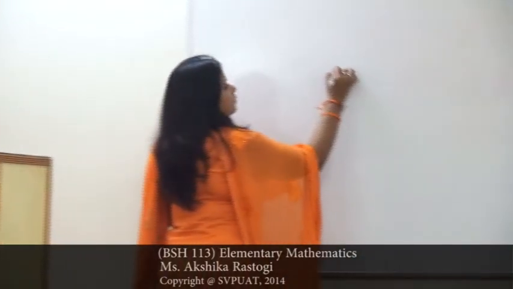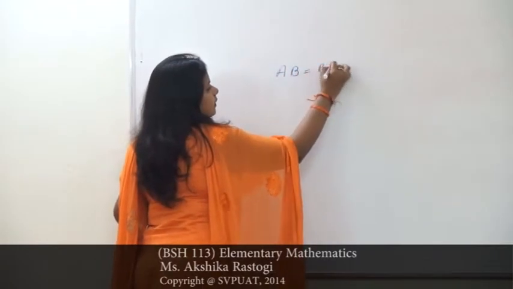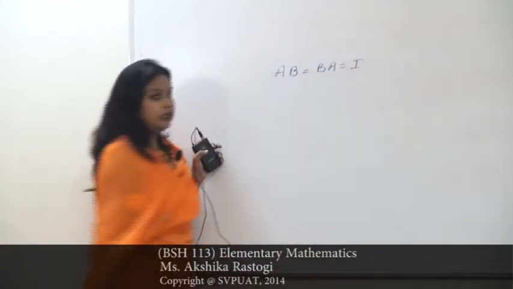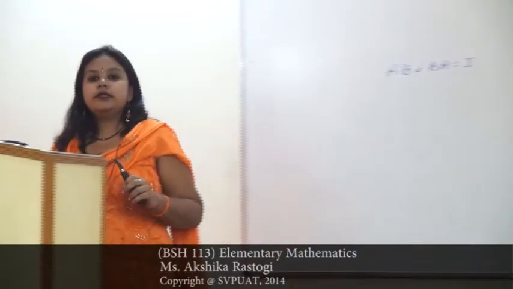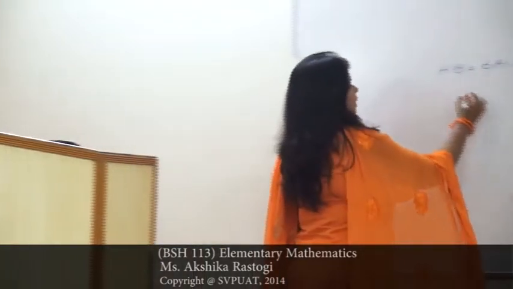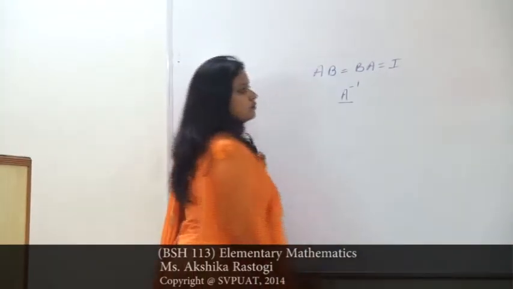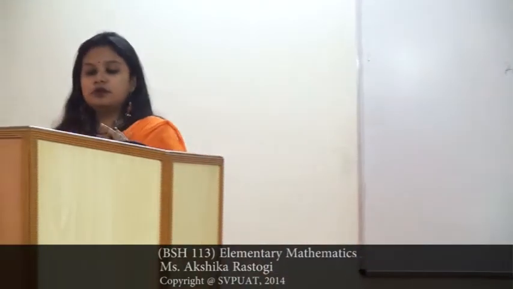If A and B are square matrices such that AB equals BA equals I, then B is called the inverse of A. Means if we have two matrices with AB equals BA equals I, and we get such a condition, then B is called the inverse of matrix A. The inverse of a matrix A is unique and it is denoted by A inverse. This is the symbol for inverse, and you should note that it is unique.